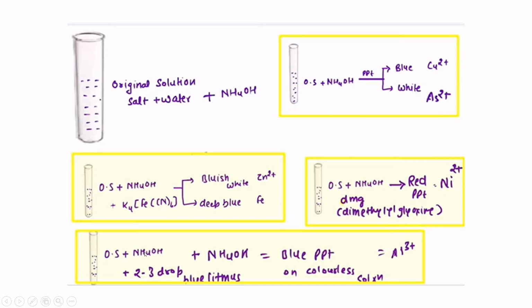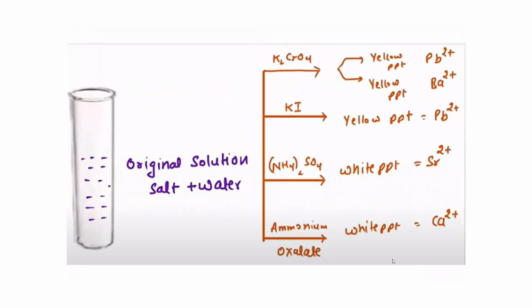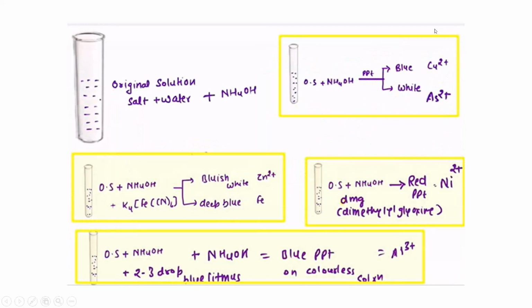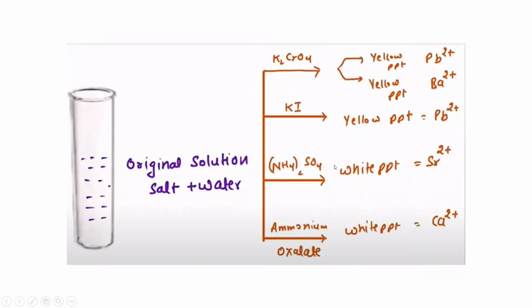Then original solution plus ammonium hydroxide plus 2 to 3 drops of blue litmus solution. If it gives a blue precipitate, it shows the presence of aluminium. Okay, so what things have we identified here? We have identified copper, zinc, nickel, and aluminum. Right. Then take the original solution, add some potassium dichromate to that.